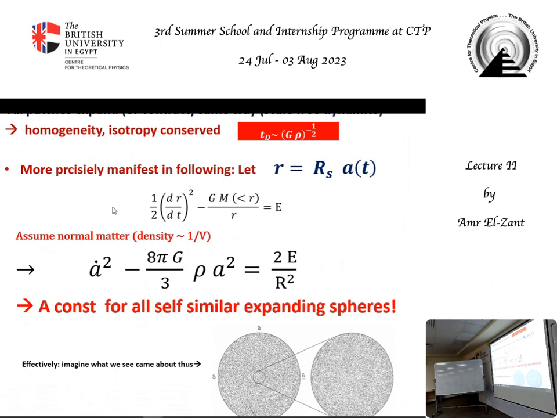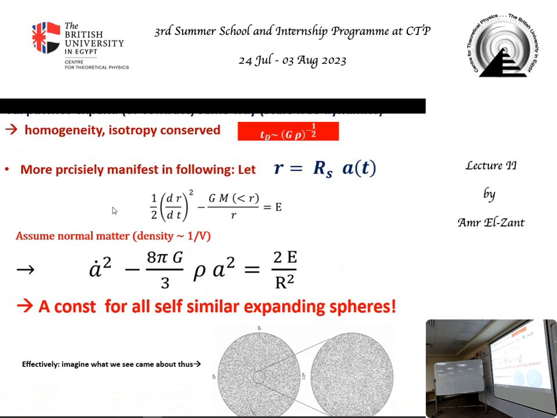We are suspecting there is a similarity solution. What do you mean by similarity? Similarity is this. This is a similarity solution: that all the spheres, independent of their R's, have the same constant. It's not obvious that they have the same constant, is it?